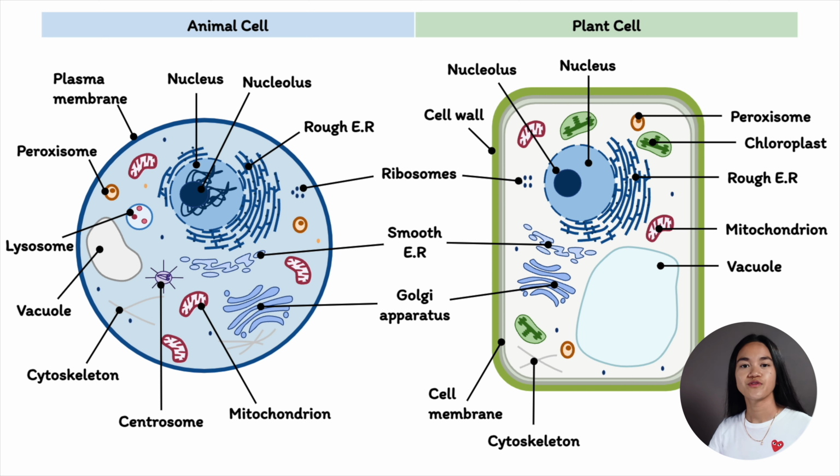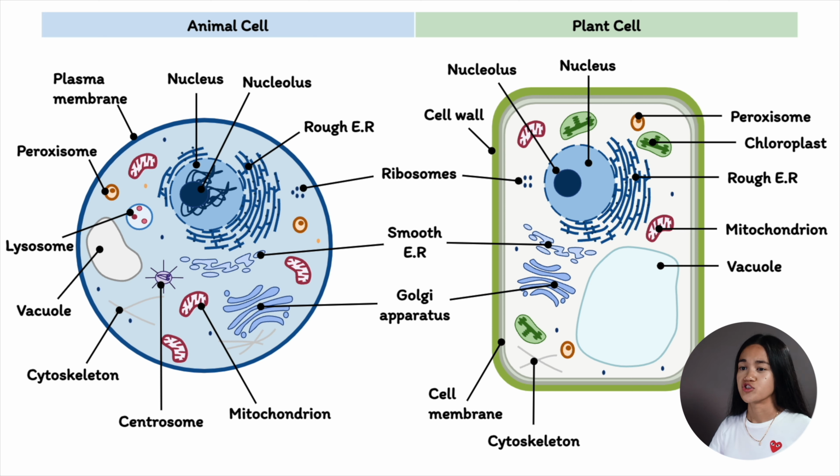Okay, so we're going to go through these in more detail in another lecture, but comparing plant and animal cells, there are main differences between the two here. First of all, plant cells have cell walls, which are made from cellulose, and the cell wall provides structural support. Animal cells don't have cell walls.